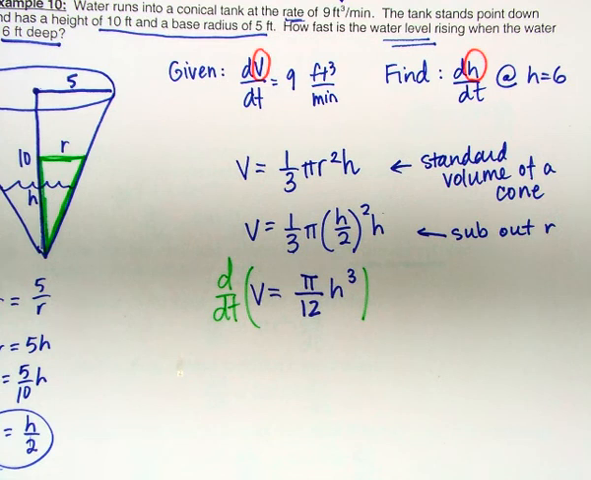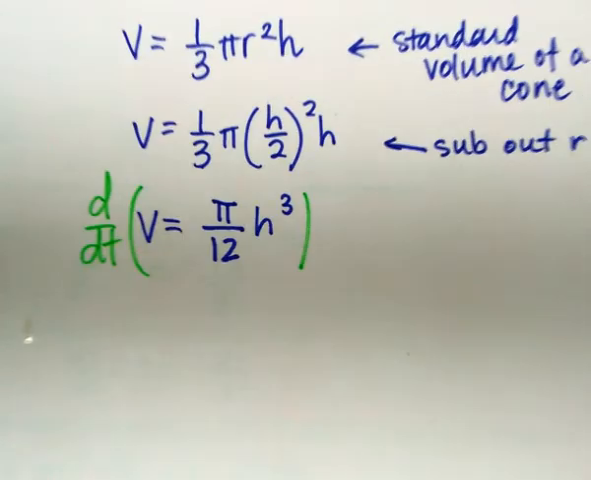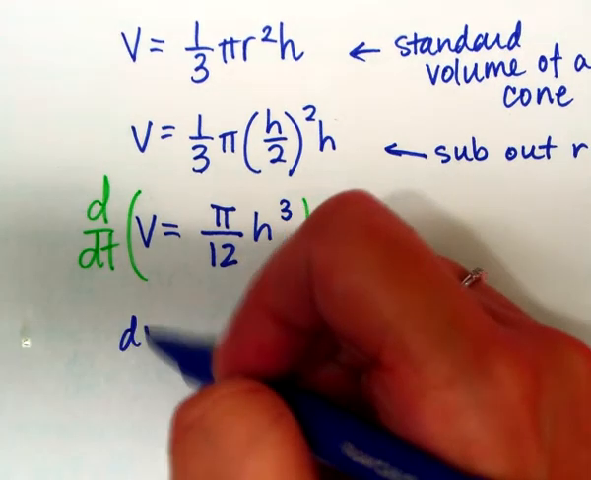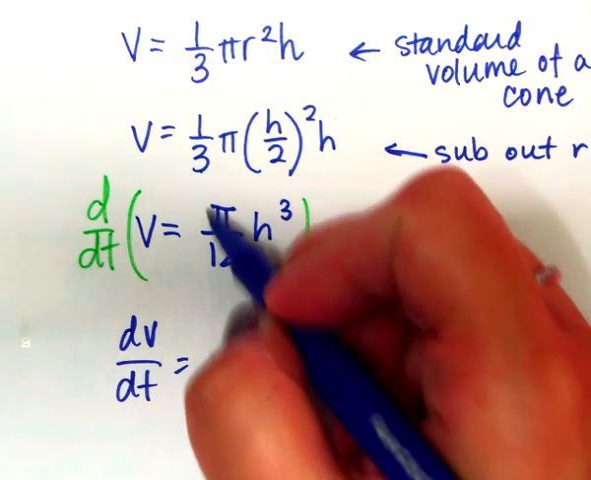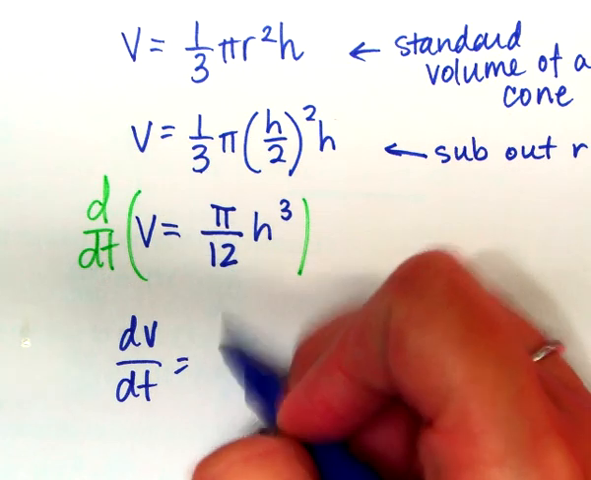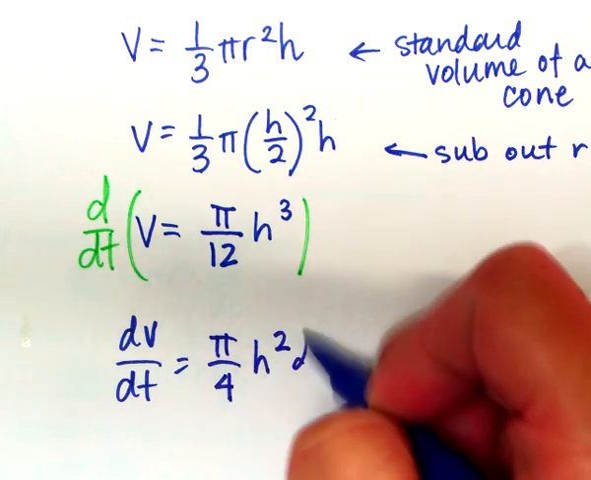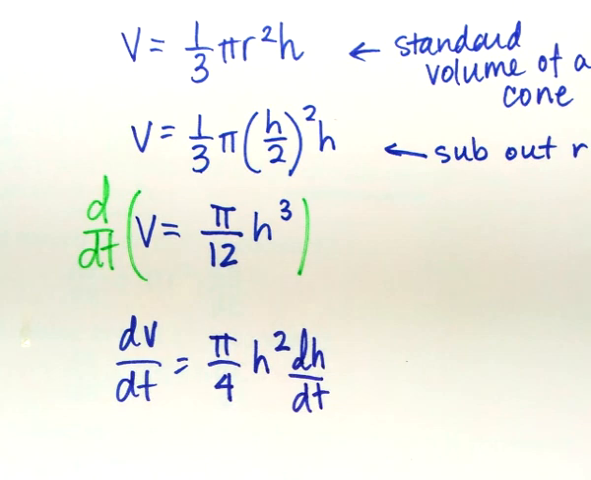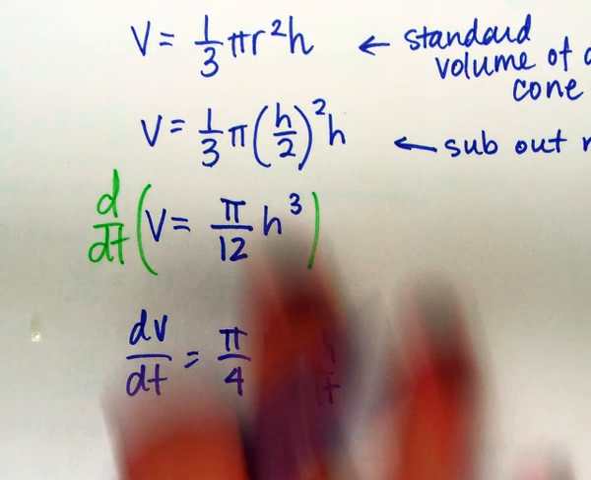When I do that, right, I get dV/dt equals, and just do the power rule over here, right? 3 pi over 12, if I bring the 3 down, but that simplifies to pi fourths. h squared, here's the implicit portion, right, times dh/dt. Okay, and now I'm going to sub in, once I differentiate it, I can put in the values from up above.